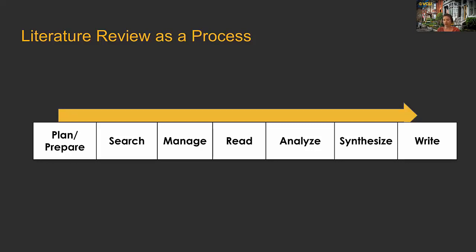So we can think of literature review as a process with these various steps. Plan or prepare. That definitely includes identifying and refining your research question. Then you move on to searching the literature, managing your citations, reading full text articles, analyzing the articles to identify the evidence they provide or the arguments they support. Then you'll work to synthesize your findings across articles, and then you'll write your review. So today's focus is on plan and prepare, read, analyze, and synthesize. So let's start with planning and preparing.